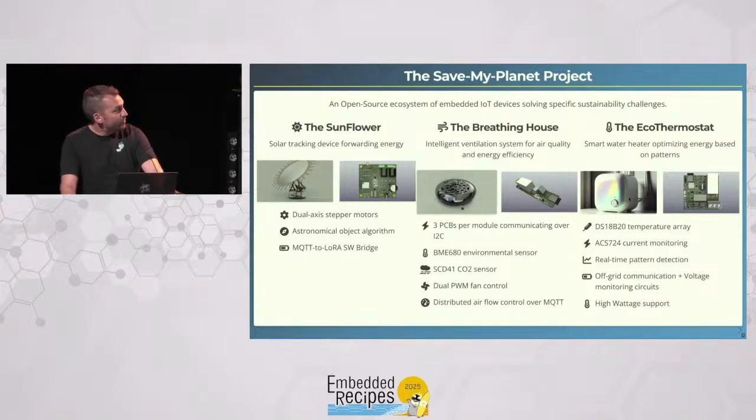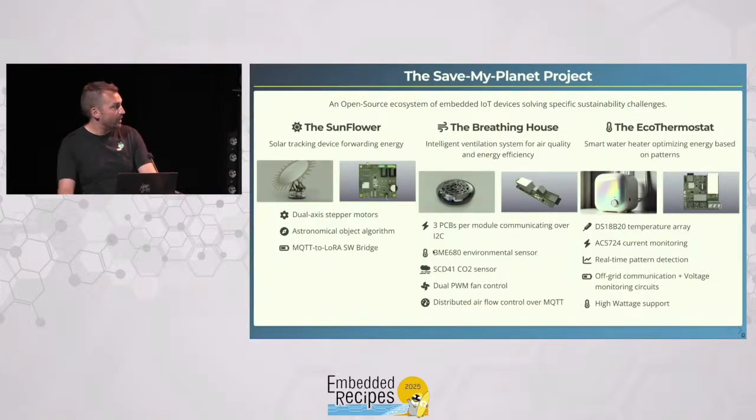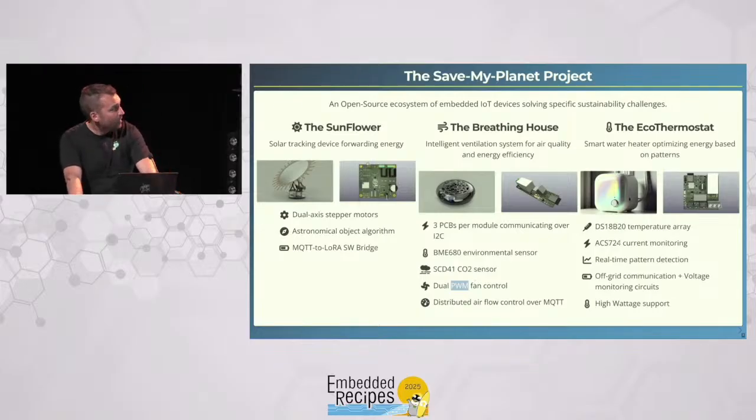For each and every model, we have 3 different PCBs communicating over I2C. We have lots of different sensors, a BME680, and an SCD41 for the CO2. We have to manage 2 different fans over PWM. And each and every module in your house communicates with the other modules over MQTT.